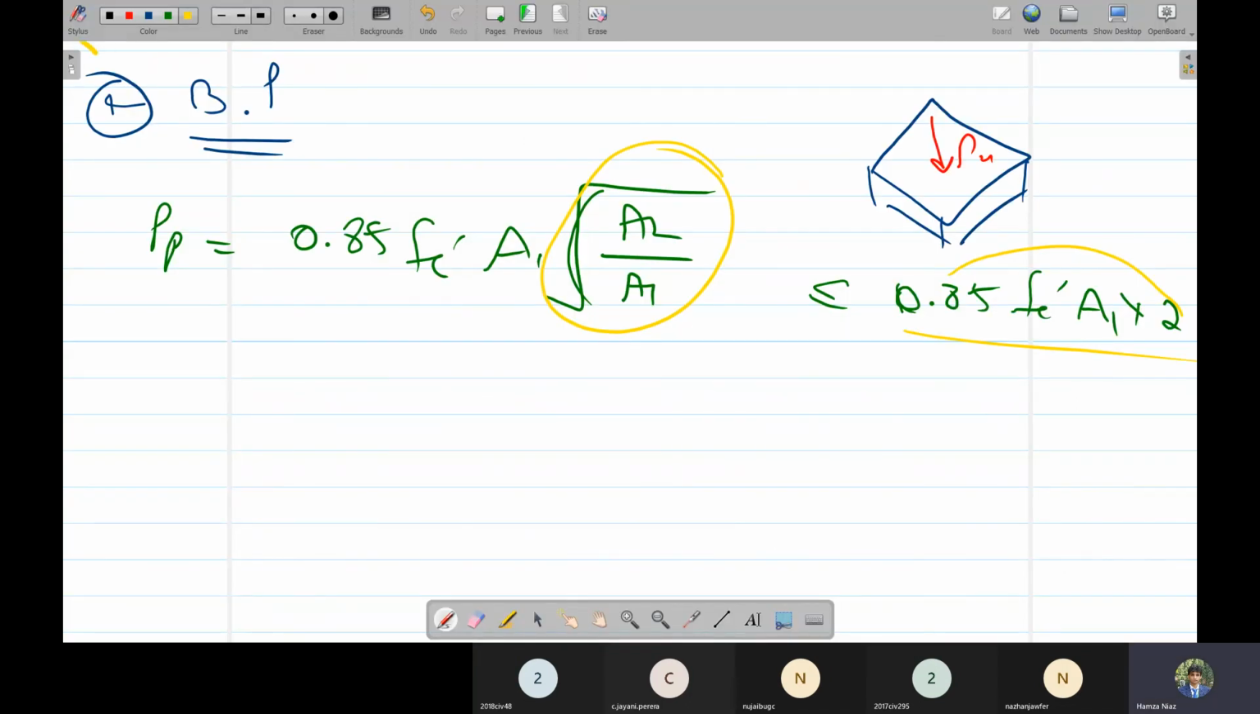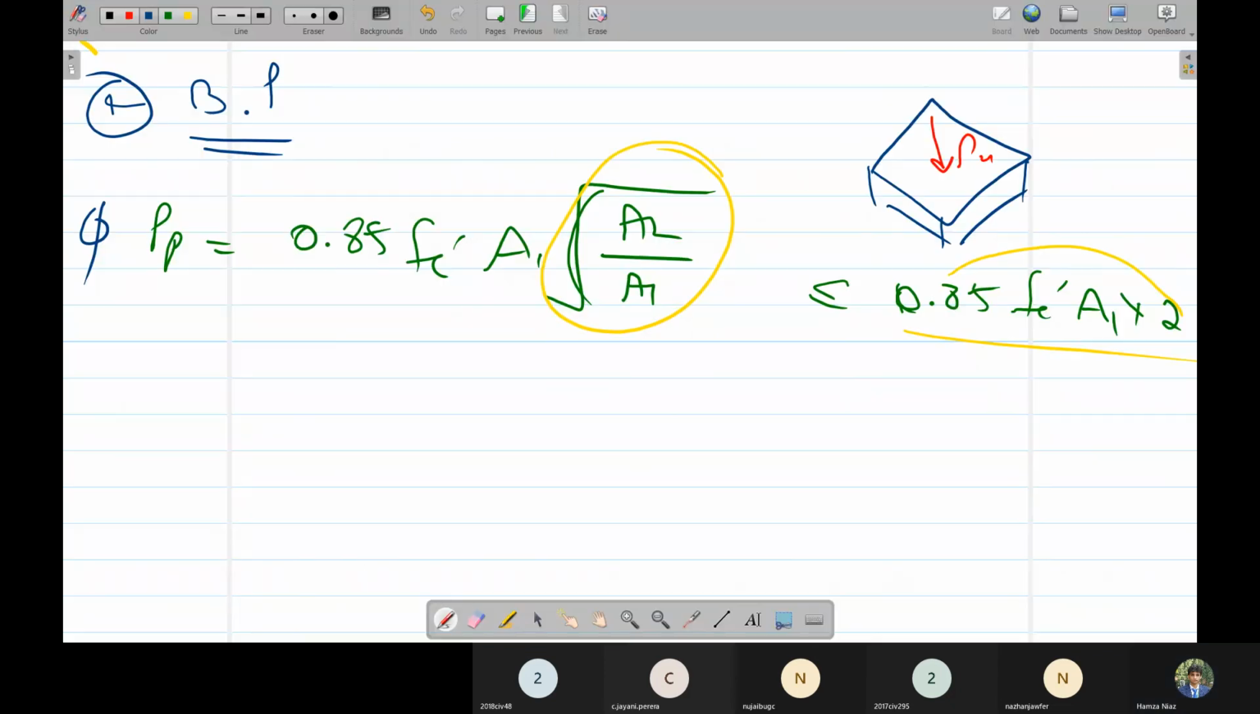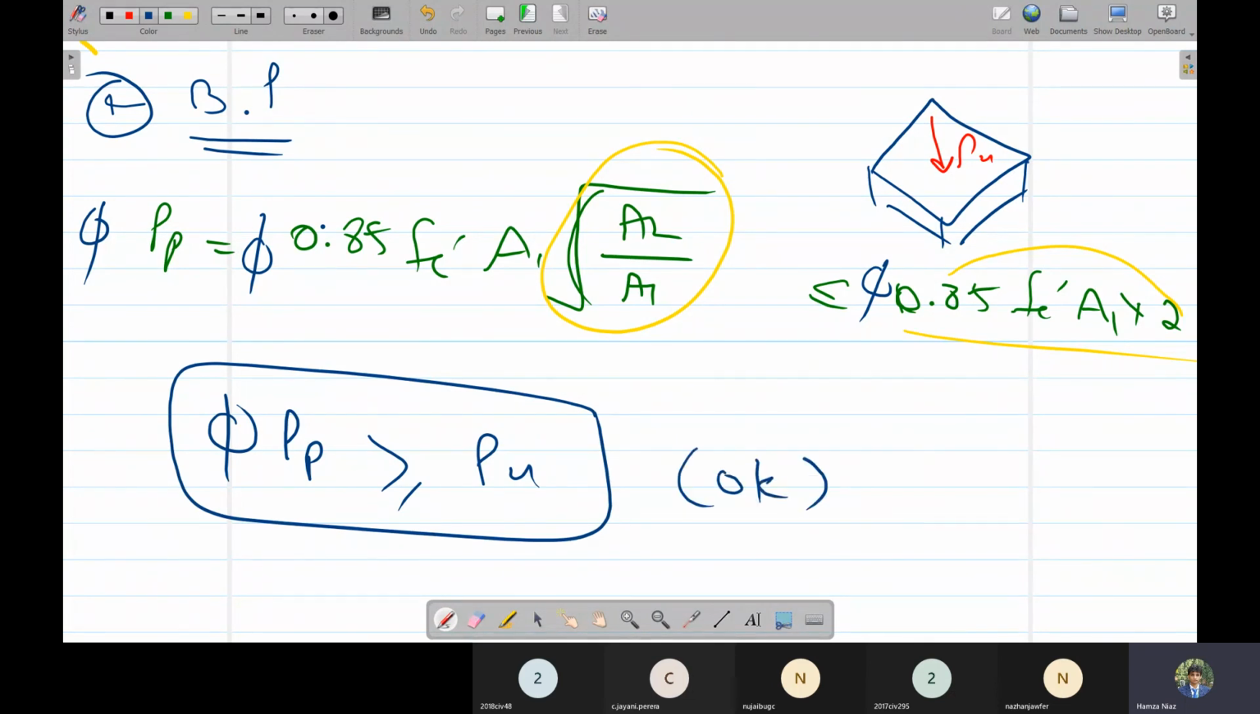So this is Pp, and we have to multiply this by the phi factor. It's also given here, phi equal to 0.65. So phi into 0.85, phi into this, is the design capacity of our base plate. And the design capacity phi Pp should be greater than or equal to Pu. If it is, then it is okay. Otherwise, we have to revise.